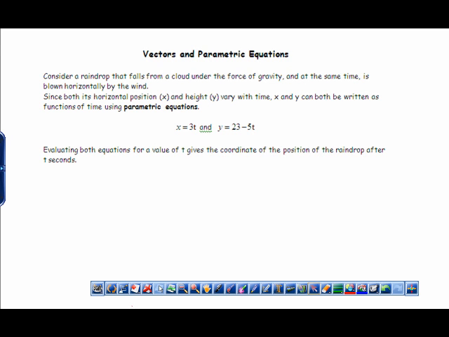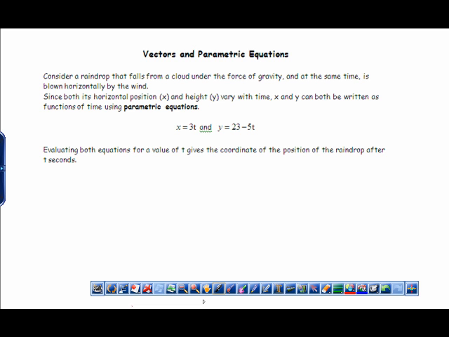Okay, so we're going to talk about parametric equations. Parametric is a word you might have heard before, but you haven't really learned about it in math. You do know about vectors, and I'm going to show you why we learn about parametric right after we learn about vectors, because they are related.